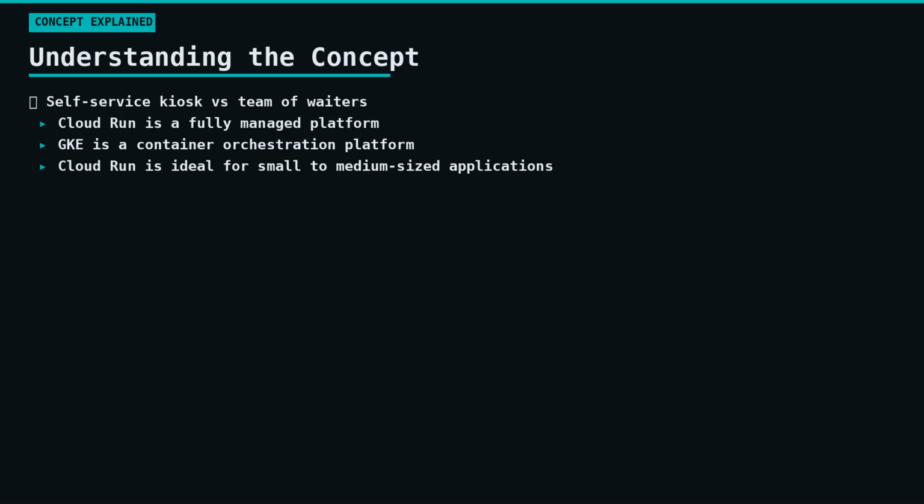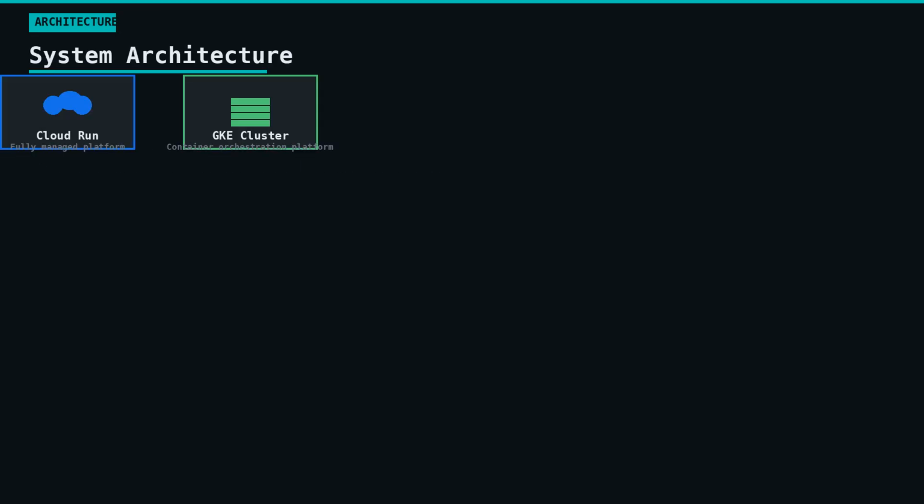Cloud Run is ideal for small to medium-sized applications, while GKE is better suited for large-scale applications that require more control over the infrastructure. Let's take a look at the architecture diagram for Cloud Run. We have a containerized application that's deployed on Cloud Run. Cloud Run handles the infrastructure, including scaling and load balancing. The application is exposed to the internet through a URL.